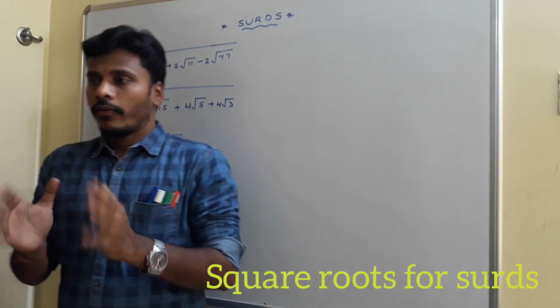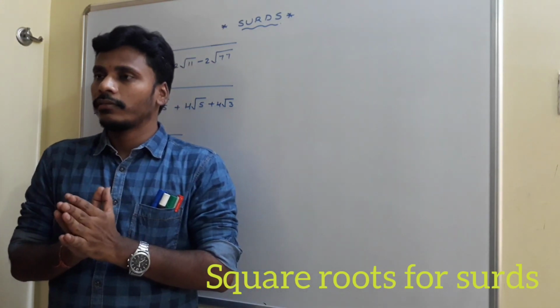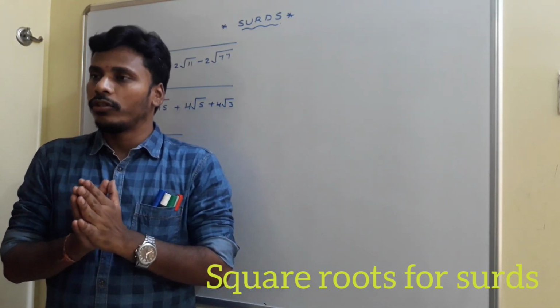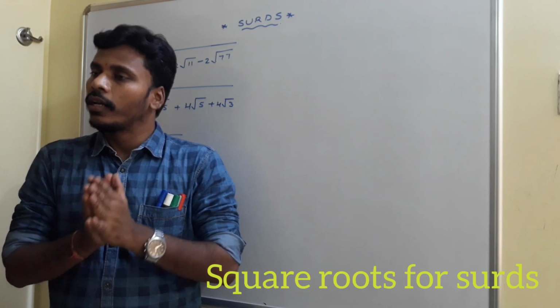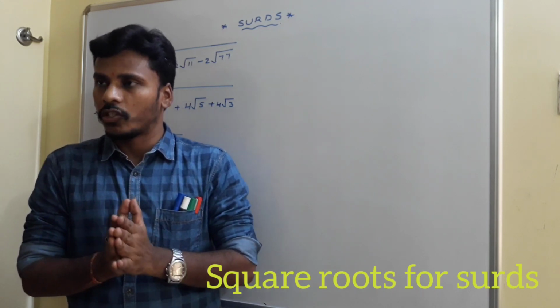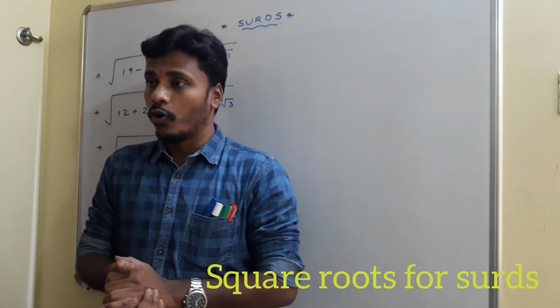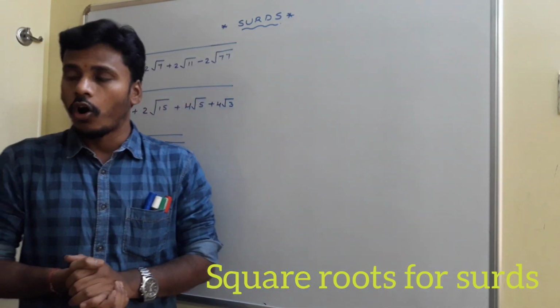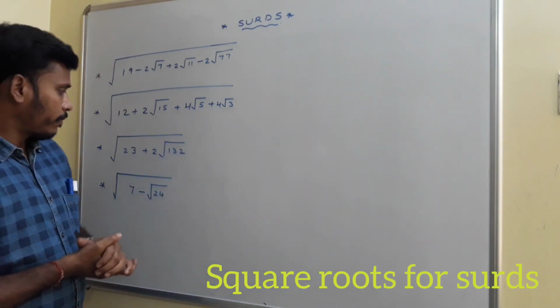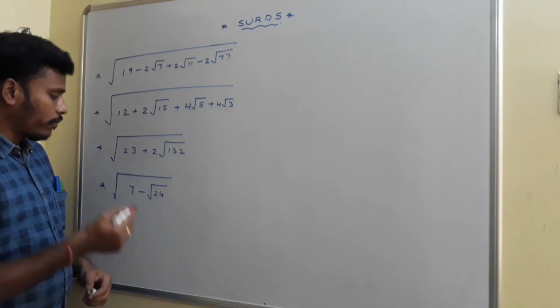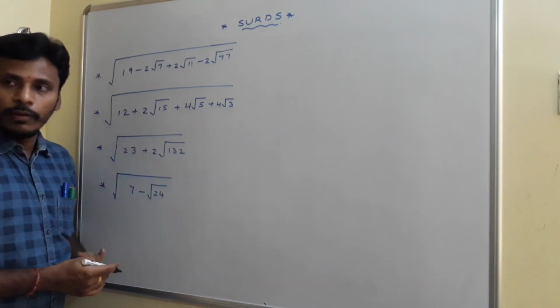Okay guys, right. In the last session, we discussed finding square roots for the surds of the format a plus root b or a minus root b. Now I have some more surds on the board to find the square roots for. Look here, starting from this problem to that, I will move to solve.